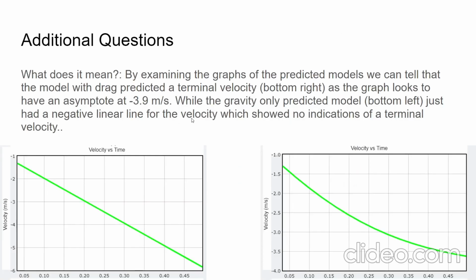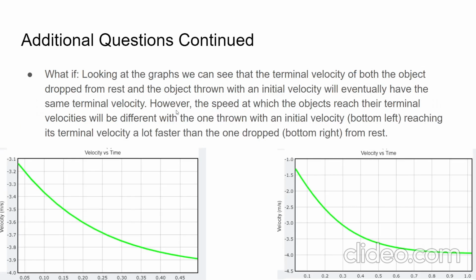For additional questions, what does it mean? By examining the graphs of the predicted models, we can tell that the model with drag predicted a terminal velocity, bottom right, as the graph looks to have an asymptote at negative 3.9 meters per second, while the gravity only predicted model just had a negative linear line for the velocity, which showed no indications of a terminal velocity.